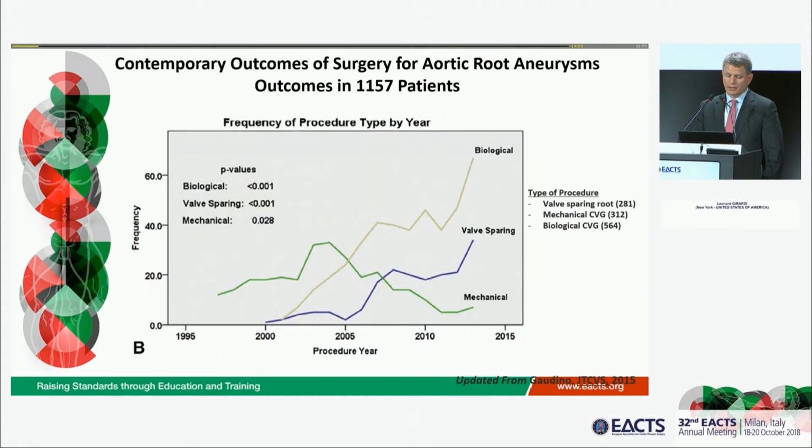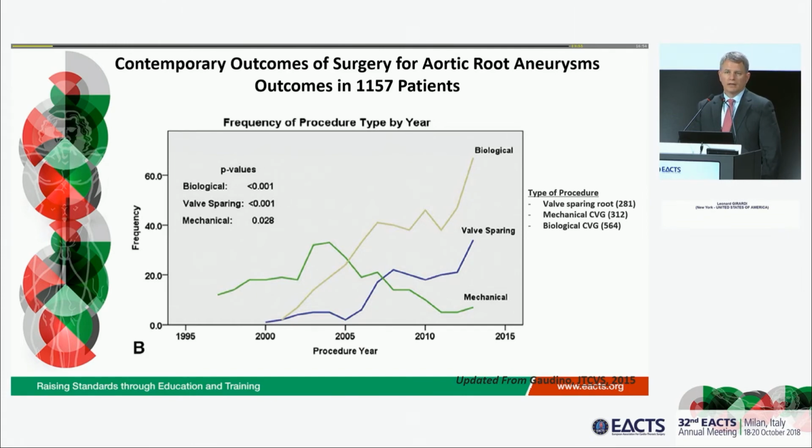Looking at a center more focused on aortic disease, such as ours, we saw that while the mechanical composite valve graft population was way down in numbers, the number of valve sparings became much higher, 30 to 35% of our practice. Now, still dwarfed by the number of biological composite valve grafts performed.